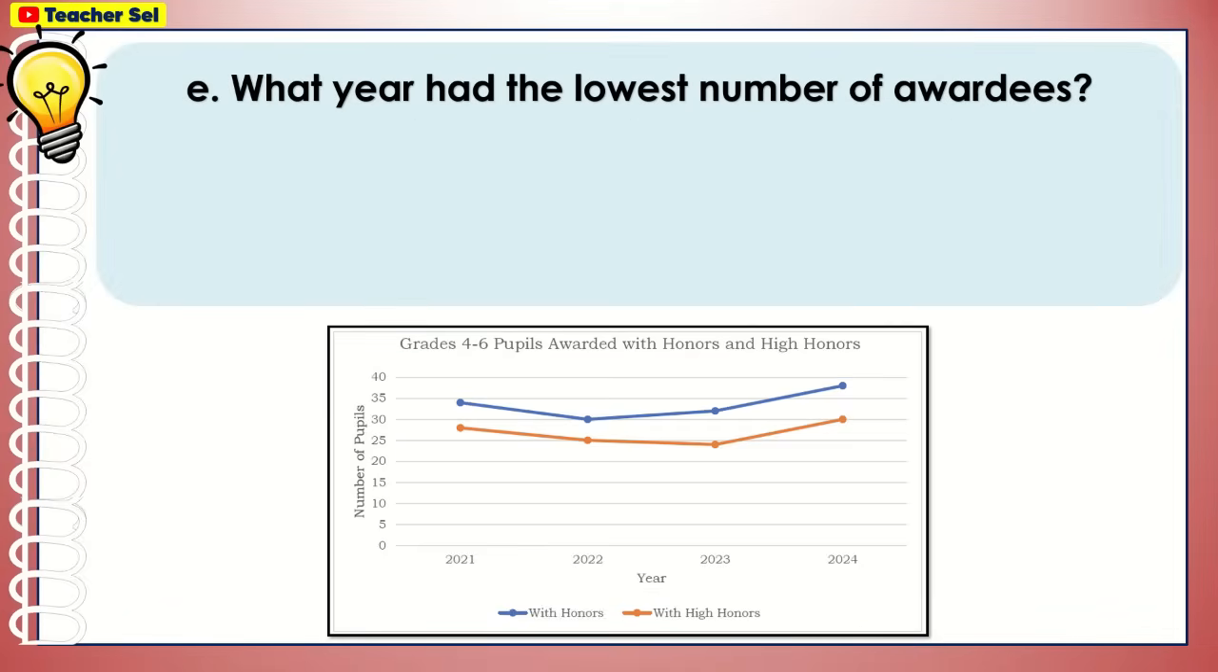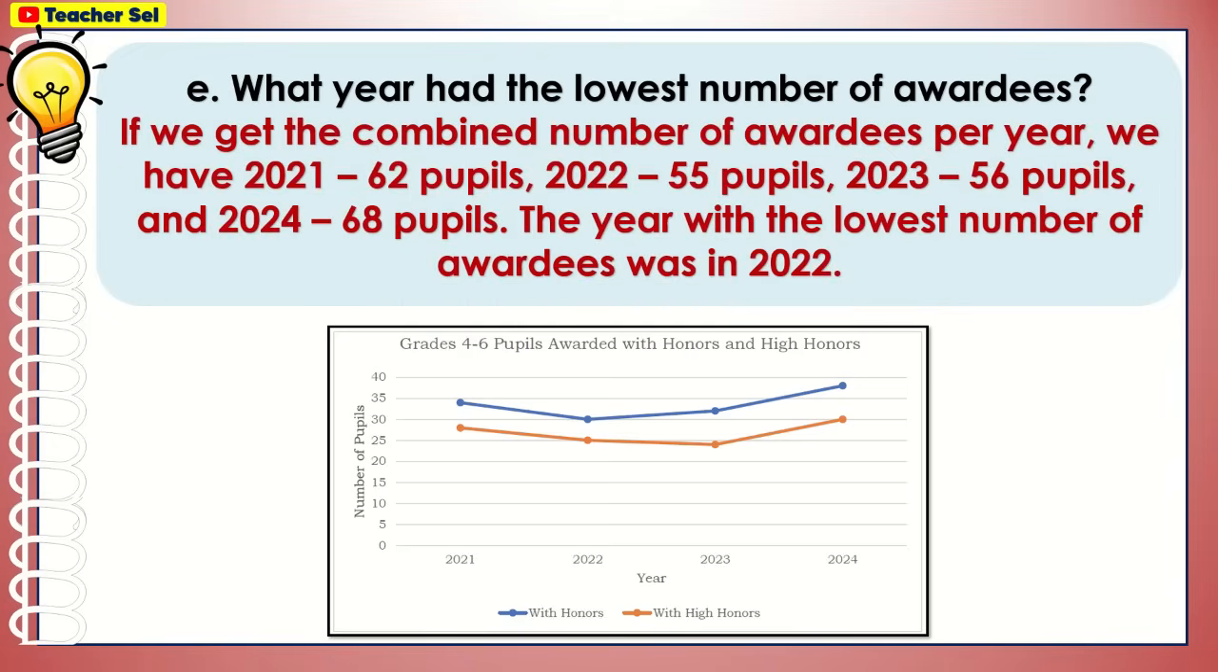What year had the lowest number of awardees? If we get the combined number of awardees per year, we have 2021 - 62 pupils, 2022 - 55 pupils, 2023 - 56 pupils, and 2024 - 68 pupils. The year with the lowest number of awardees was 2022.